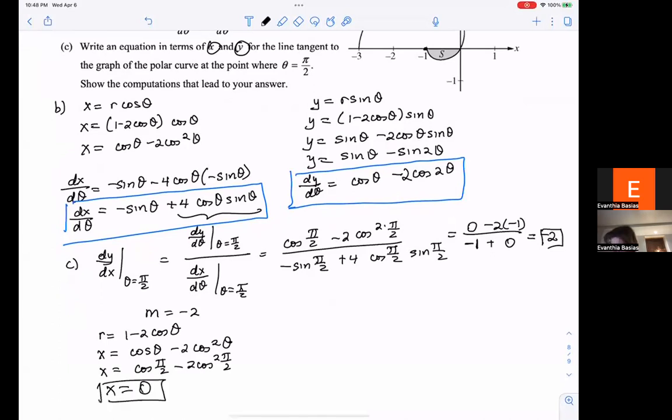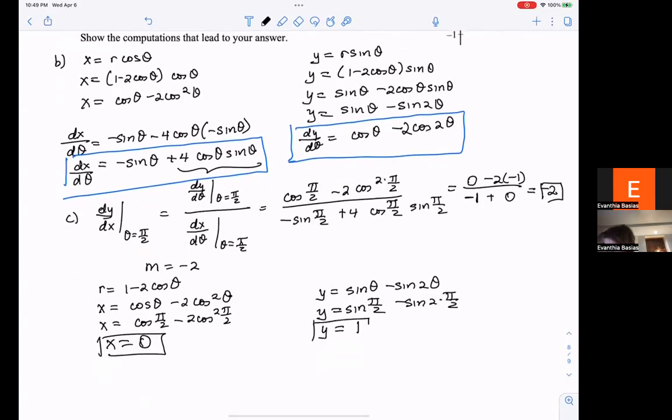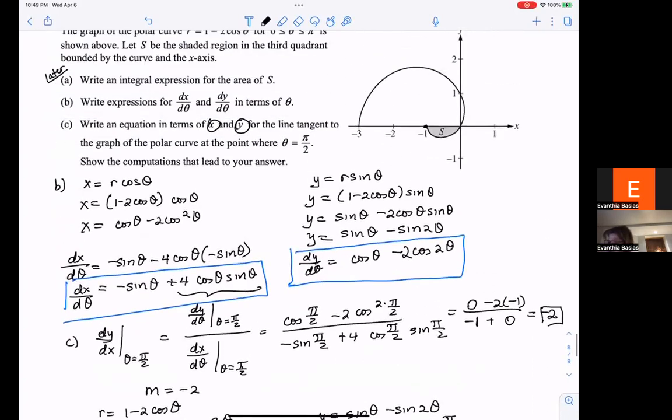That's the x coordinate. The y coordinate is sine theta minus sine 2 theta. This comes from the parametric form of the polar curves. So we get y equals sine pi over 2 minus sine of 2 times pi over 2, and the y coordinate would just be 1. So the point of tangency is (0, 1). So the equation of the tangent line would be y minus 1 is equal to negative 2 times x minus 0. Okay, and that's it.